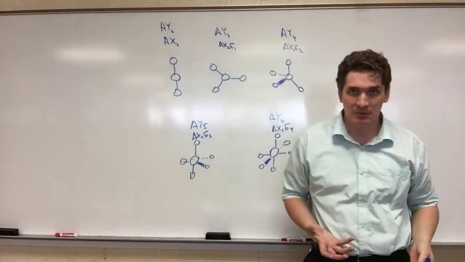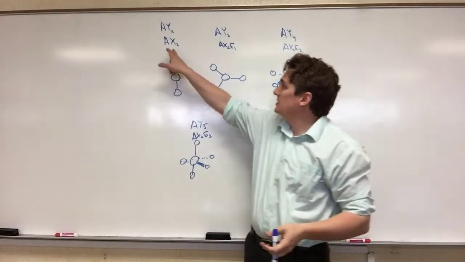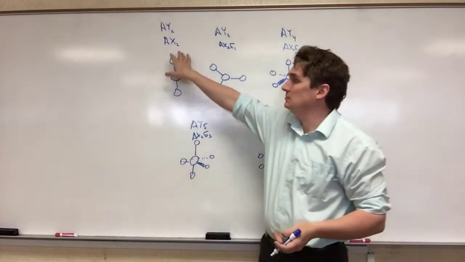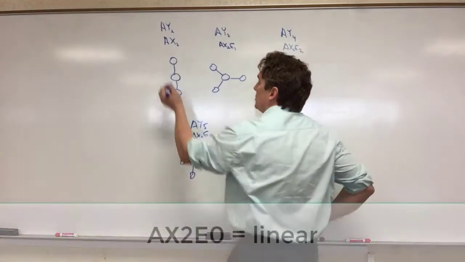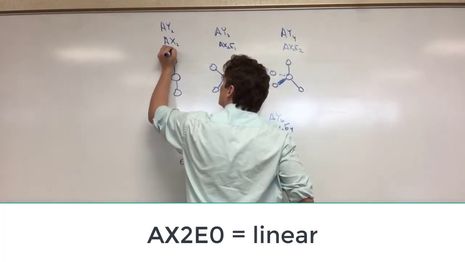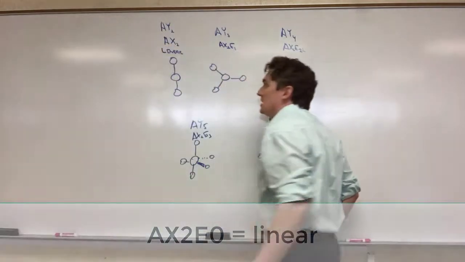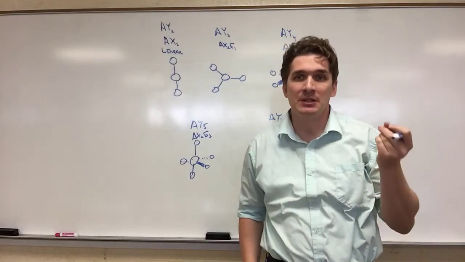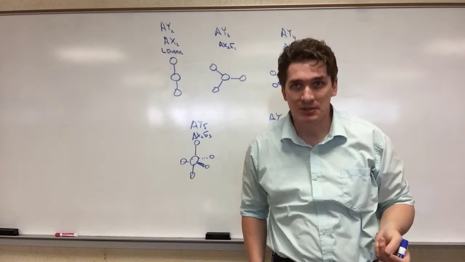So, in order to figure out what the molecular geometry is, we're going to start picking off periphery atoms. If we go to AX2, we have the same number of electronic domains as we do periphery atoms, so this is what it looks like. And we would call this a linear molecular geometry. So again, if your number of X groups equals your number of Y groups, you end up getting the exact same electronic and molecular geometries.